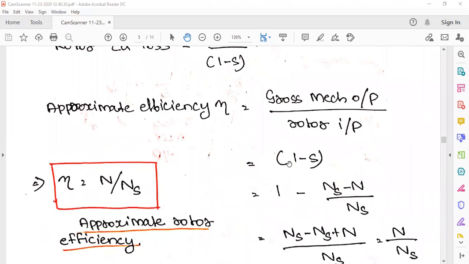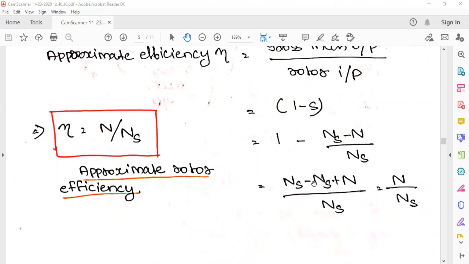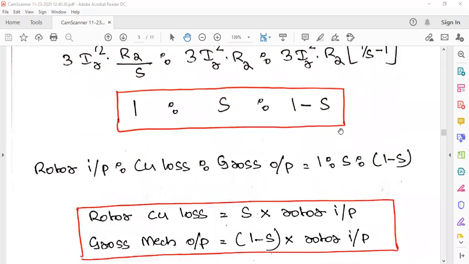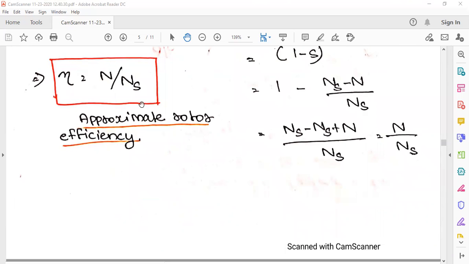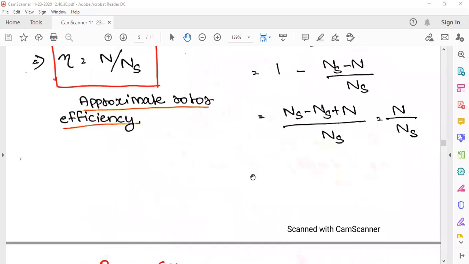So 1 − S, we write slip as (Ns − N) by Ns. Finally we get the approximate efficiency equal to N by Ns, because efficiency is how much mechanical output we are getting by rotor input, which is 1 − S from this derivation. So the approximate rotor efficiency is N by Ns, and this is how you derive it. I hope that much is clear for everybody.